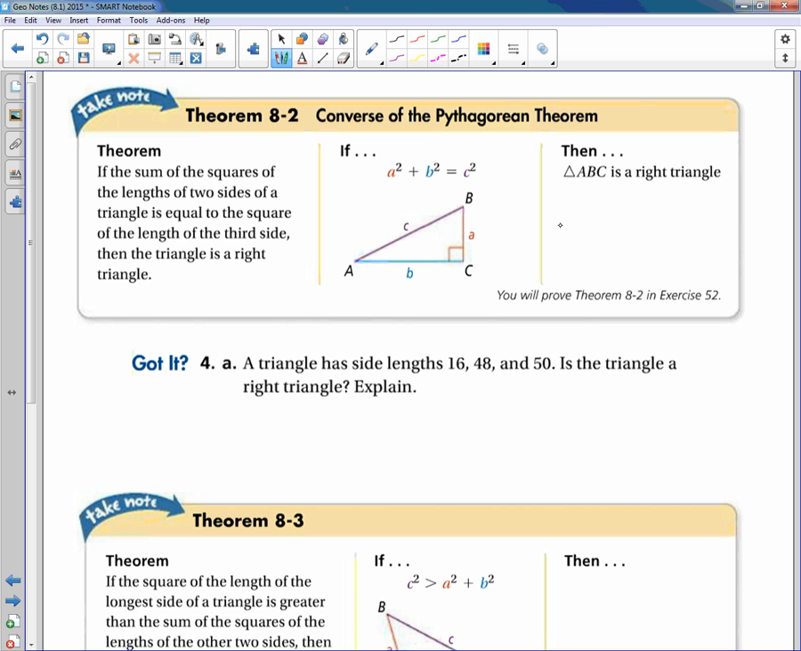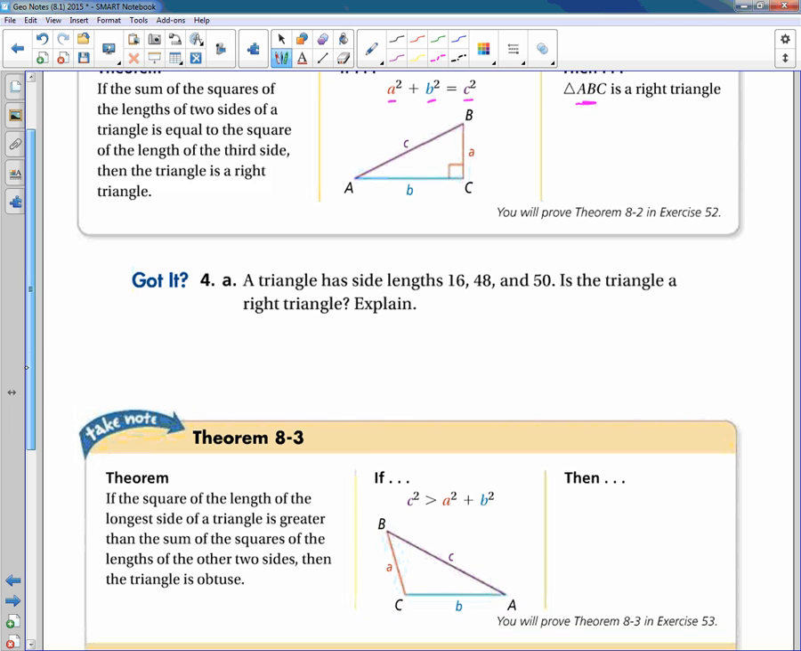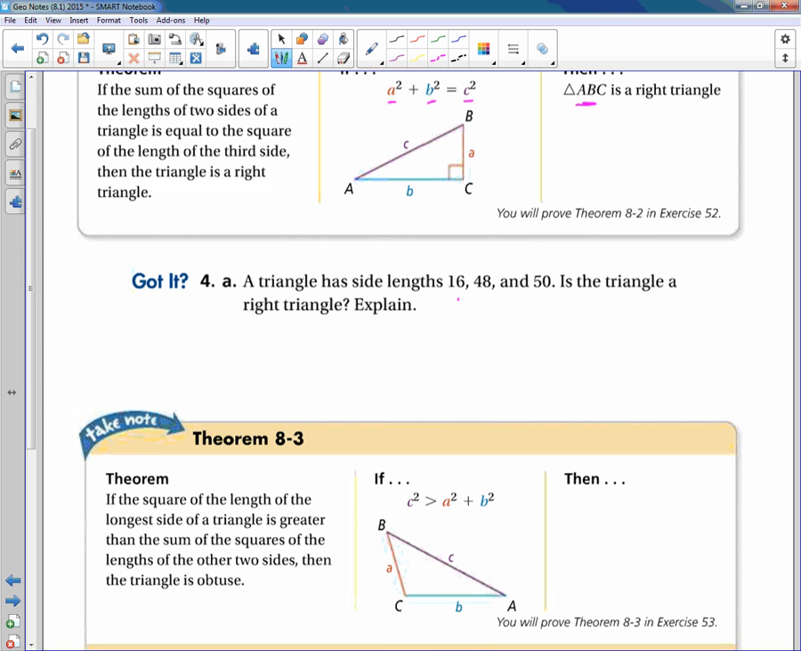The converse, if you remember, is just the flip-flop. So if the statement is if A, then B, the converse would be if B, then A. So the converse of the Pythagorean theorem states that if a squared plus b squared equals c squared, then the triangle is a right triangle. So it's just flip. And the way we check this is we're going to take three values and see if it actually fits the Pythagorean theorem.